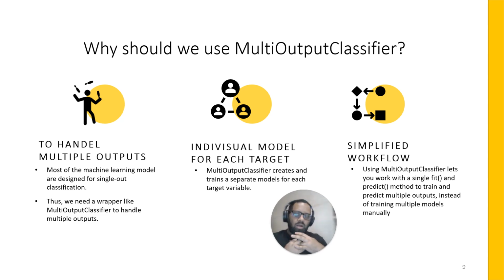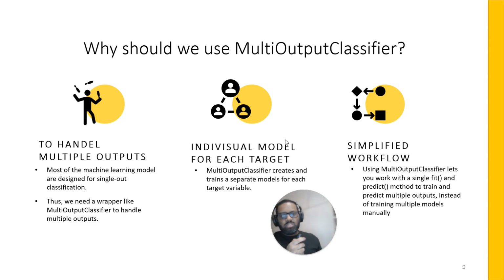Again, the second major advantage is an individual model for each target. Even though we are sending the input variable once, it will create a separate model, which we have already seen in the parameters, where it mentioned two different models. Then, as you can see, by just using this multi-output classifier, it is a single window to do fit and predict methods to train and predict the multiple outputs.